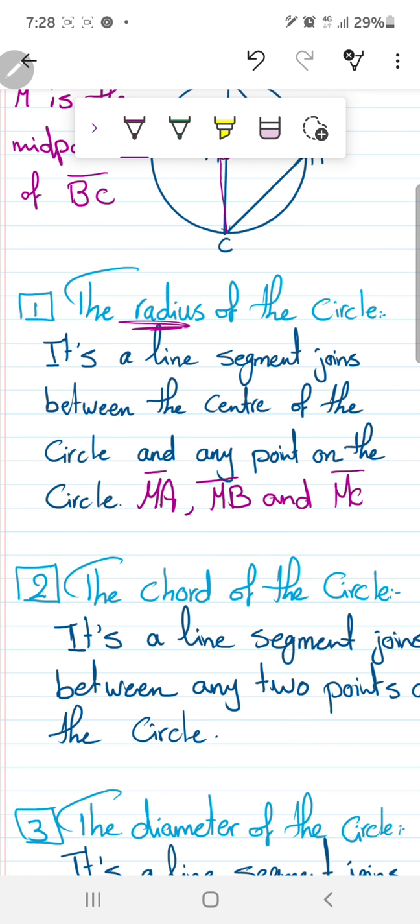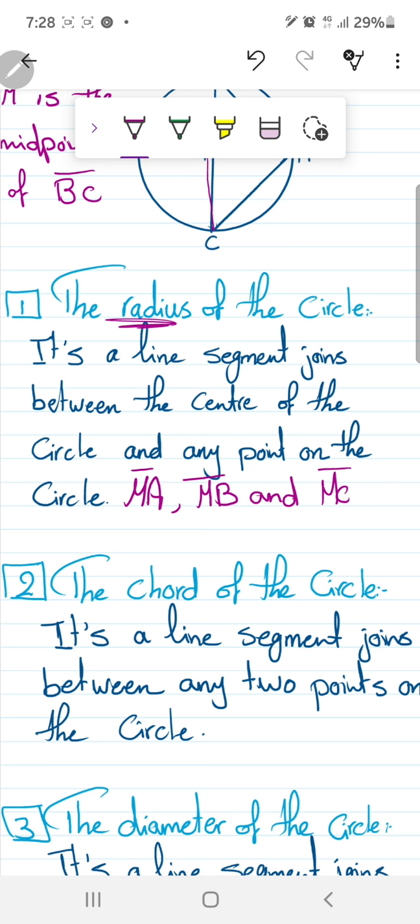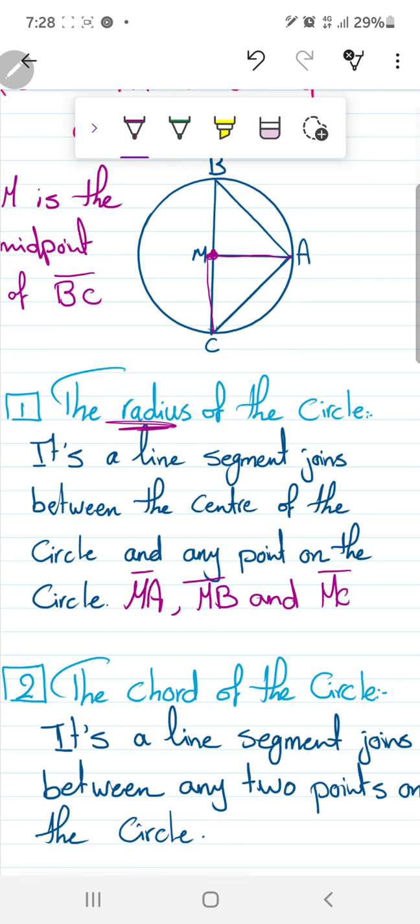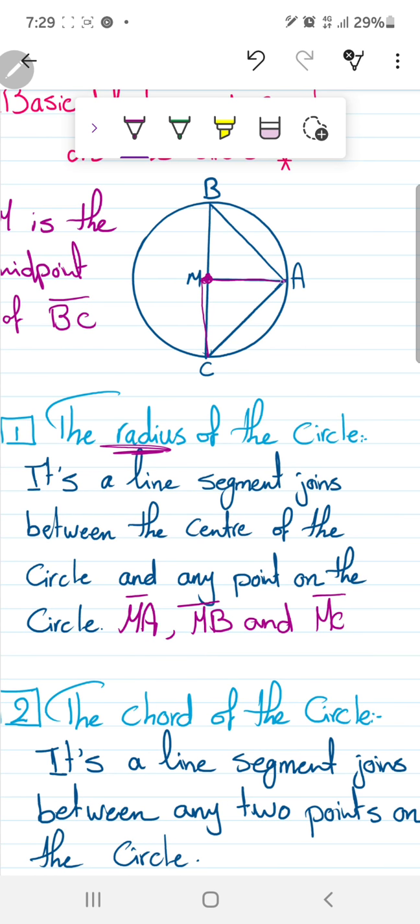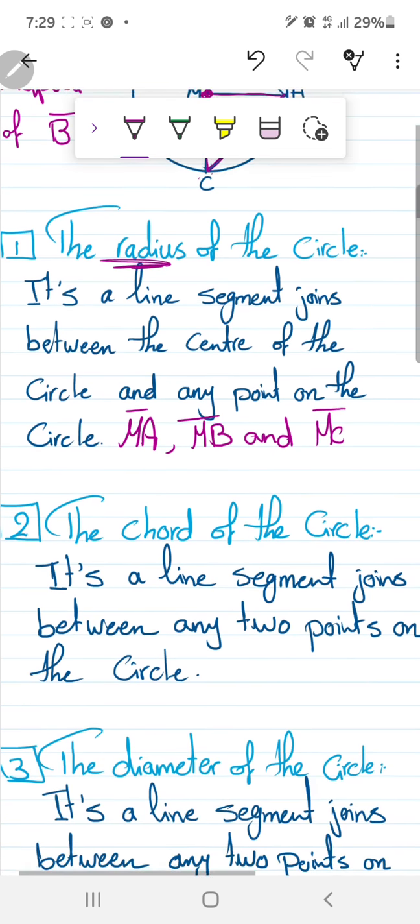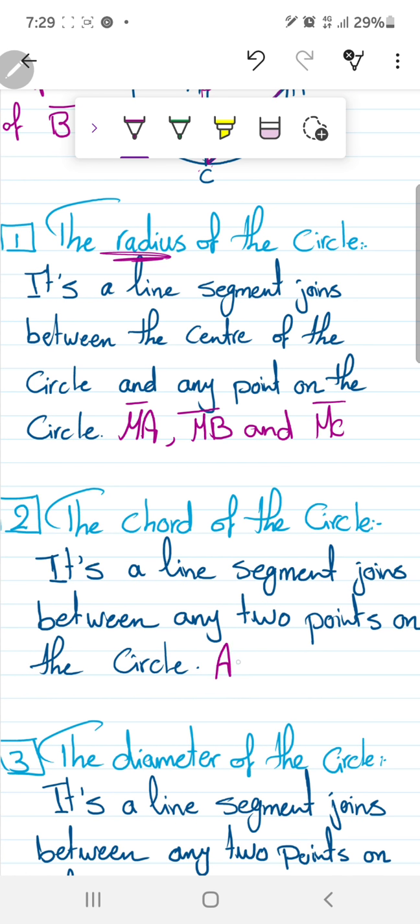Okay. What about the chord? The chord of the circle is a line segment that joins any 2 points on the circle. Like here we have 2 points on the circle, so AC is called a chord. BA, 2 points on the circle, so BA is also called a chord. So we have here AC and AB, 2 chords.